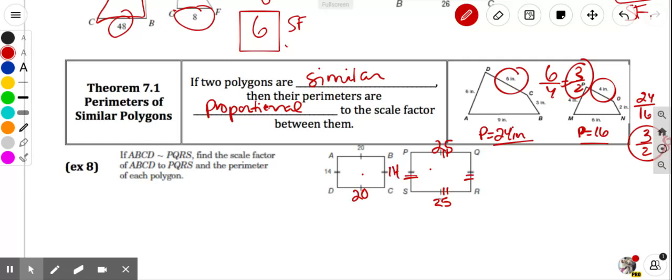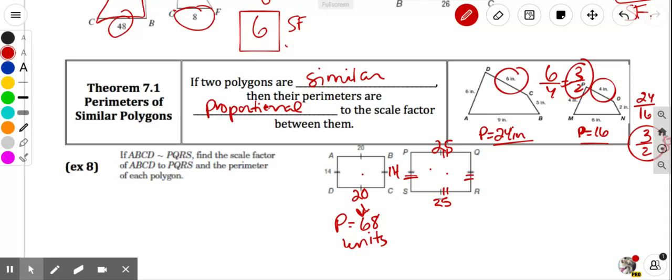So it says to find the scale factor and also find the perimeter of each polygon. Well, we can find the perimeter of ABCD pretty easily, right? Just add these sides together. So 20 and 20 is 40 plus 28. So the perimeter of this one is 68 units. This one, we can't find the perimeter of right now because we don't know all the sides. You could find QR and PS and then add them all together.